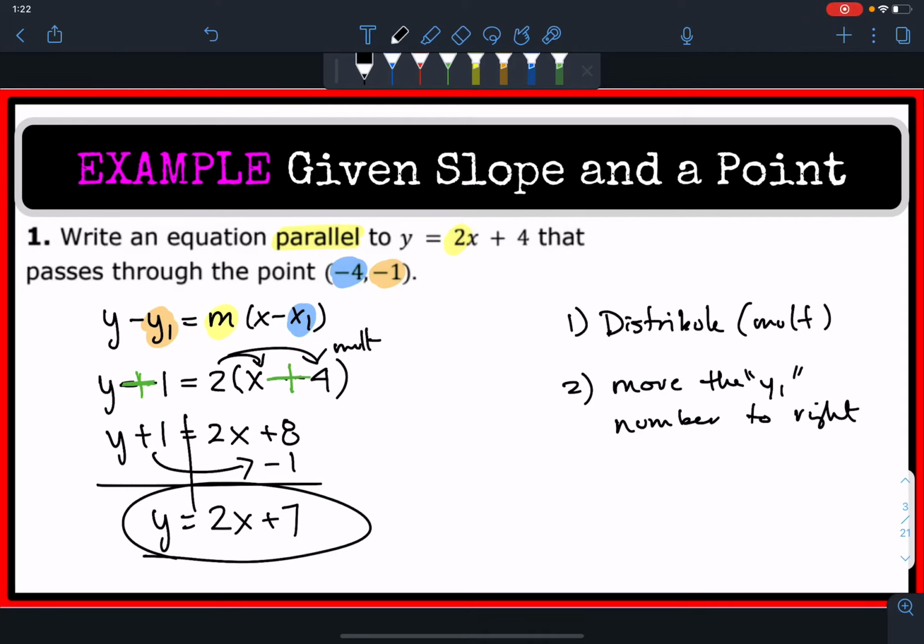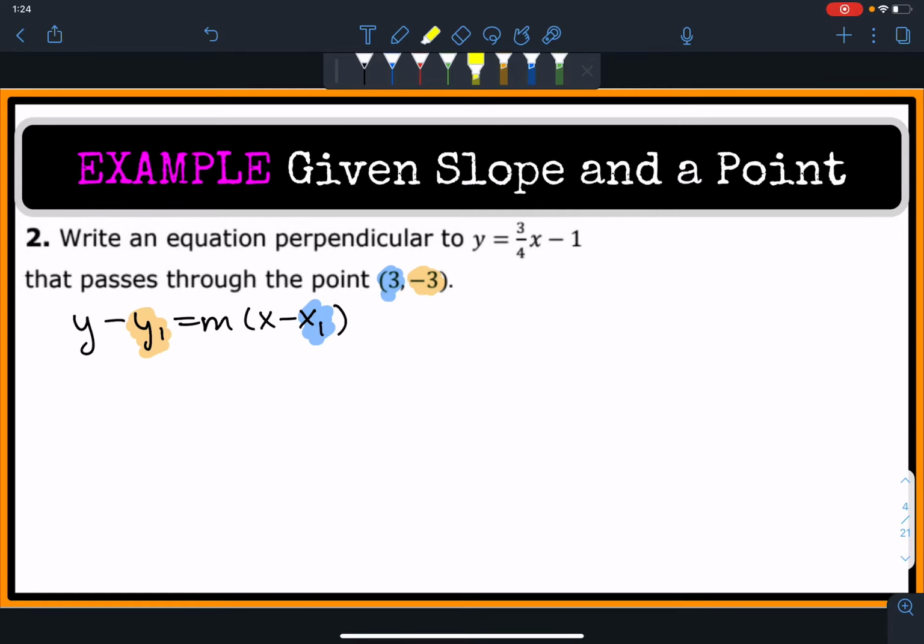So example number 2, same type of situation. We want to plug in again into our point slope form. The point comes from the ordered pair, and for y1 we plug in the y value. For x1 we plug in the x value, and for m we're going to plug in the slope that will be perpendicular to this equation right there. Well, the slope of this line is equal to 3/4.